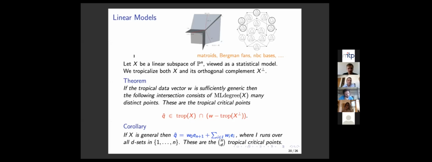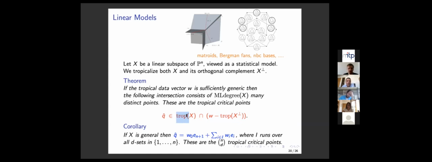So here's one theorem about tropical maximum likelihood. Suppose we have such a linear model and the tropical data vector W is sufficiently generic, then we can compute the ML degree in the tropical solutions by forming the following intersections. We take the tropicalization of the linear space X. We also look at the tropicalization of the orthogonal complement. We negate this and subtract it from the data vector. So we shift the negated dual Bergman fan by the tropical data vector.